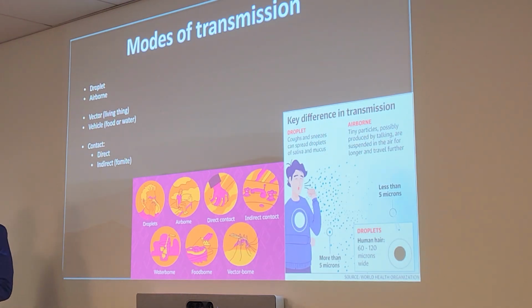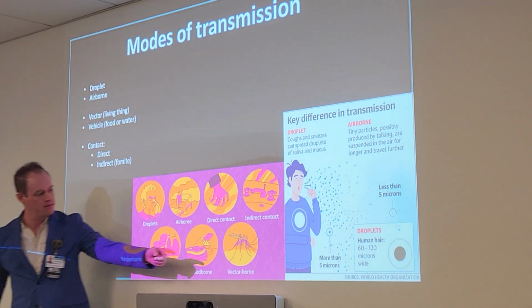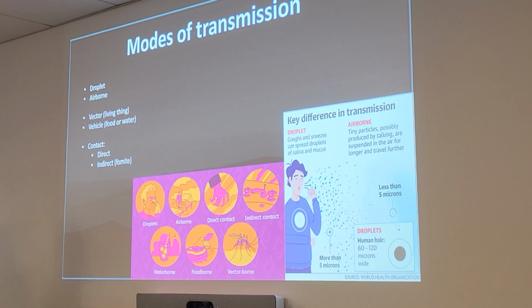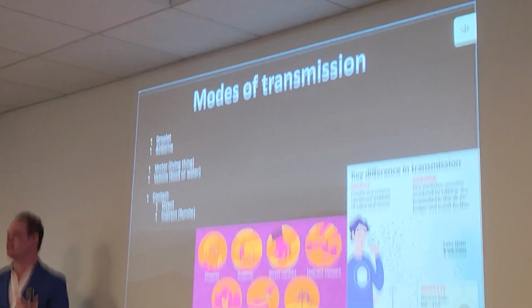So some modes of transmission. Of course, we have droplet and airborne. We have vectors. This is one that people often forget. A vector is a living thing that transmits a disease. What's one of the most common vectors? Rats, mosquitoes, cockroaches, animals. Mosquitoes are one of the biggest ones, like the picture right here. Kids are big vectors. A vehicle does not mean your car. It means contaminated something like food or water. That's a vehicular transmission.